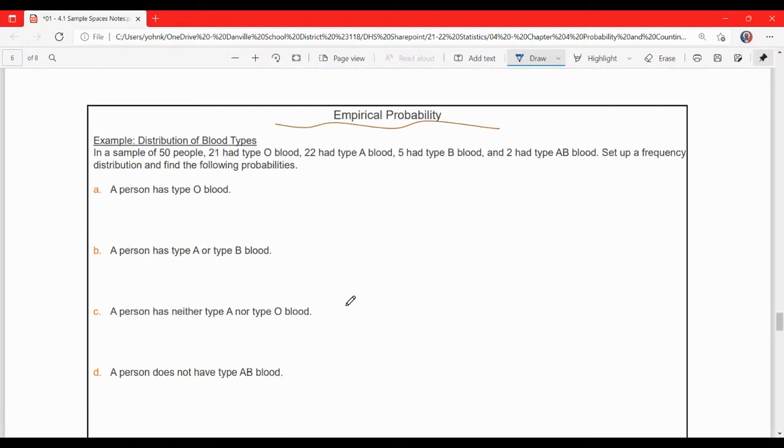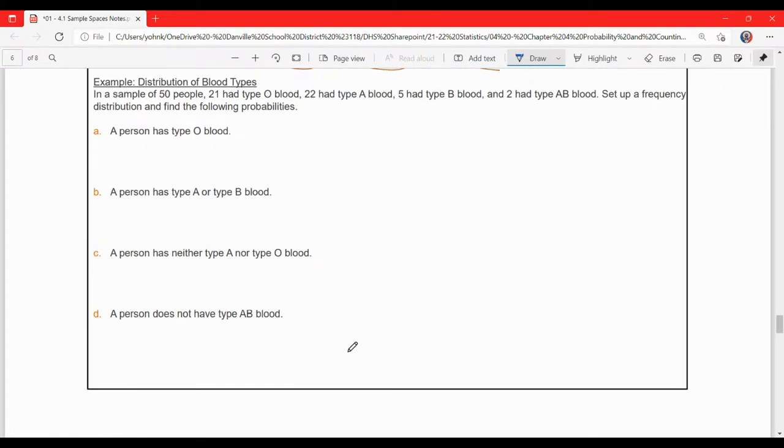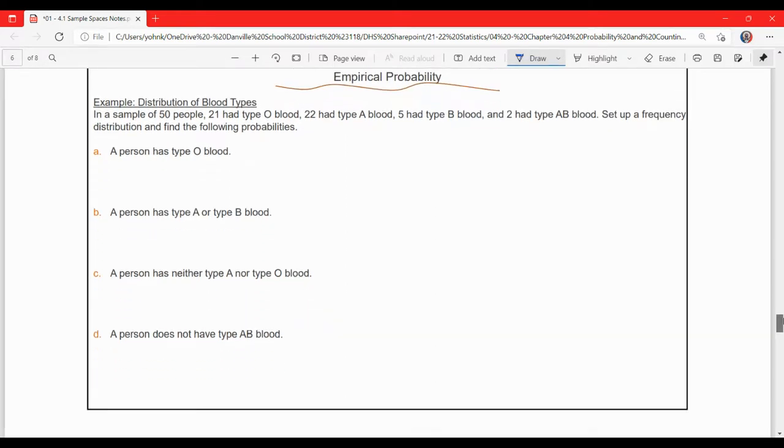Okay, we keep moving and using empirical probability. This one has to do with blood types. In a sample of 50 people, 21 had type O blood, 22 had type A blood, 5 had type B blood, and 2 had type AB blood. Set up a frequency distribution and find the following probabilities.